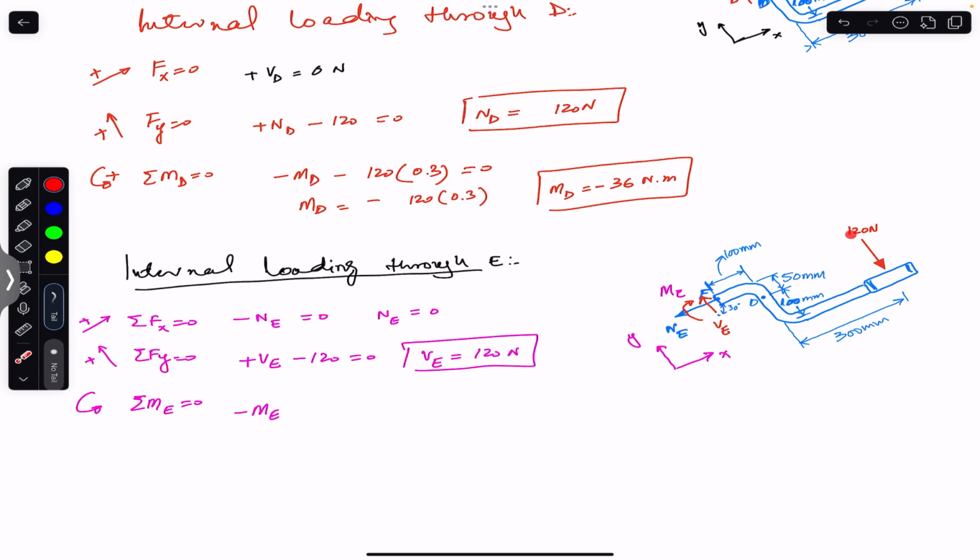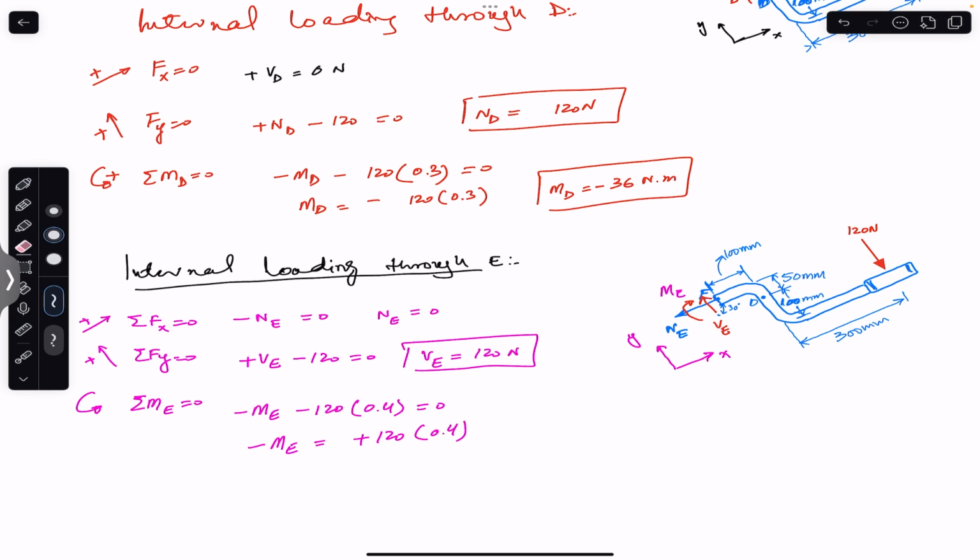And this 120 Newton force is producing the moment about point E in the clockwise direction as well. So you write minus 120. And now the moment arm of this 120 Newton force from that point E is this 300 plus this 100. So it's 400. So 400 divided by 1000 is 0.4. So 120 into 0.4, this is equal to 0.